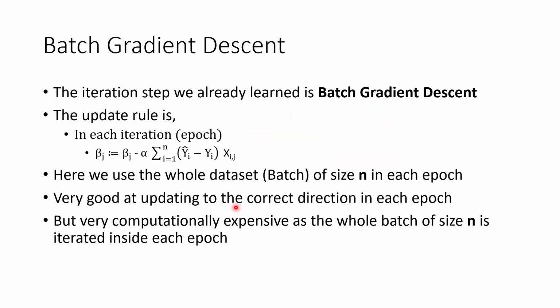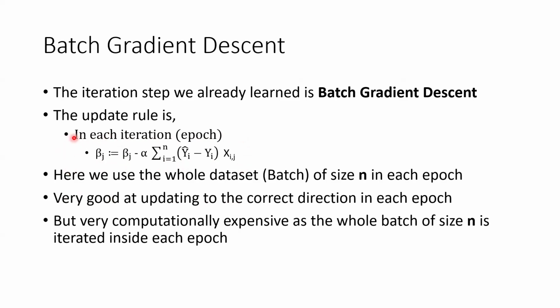Now we have learned about the learning rate as well. So let's see the name of what we have learned, right? The algorithm we have learned up to now is actually known as batch gradient descent, right? We have learned it as just gradient descent, but its actual name is batch gradient descent. Why is that? You can say by looking at this update rule, right?